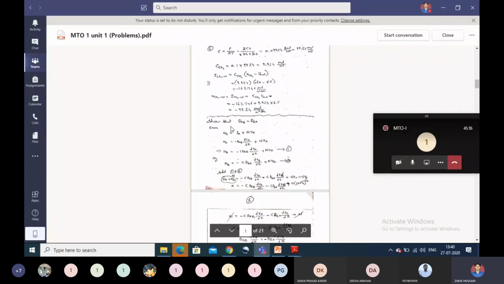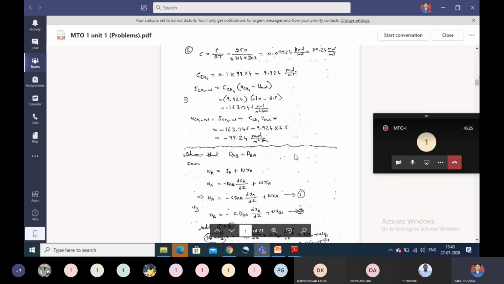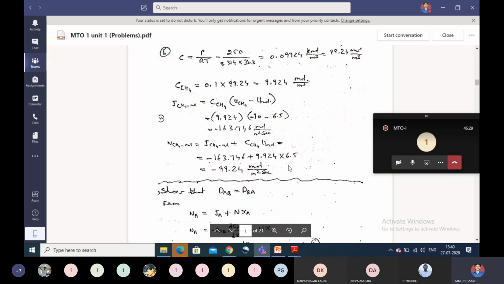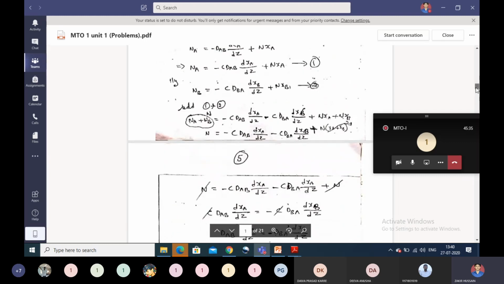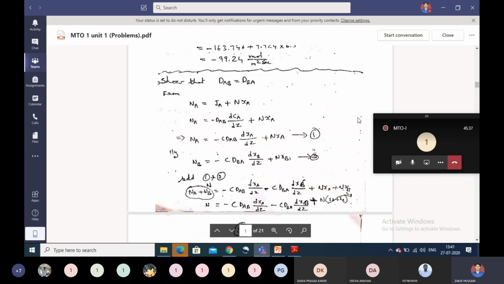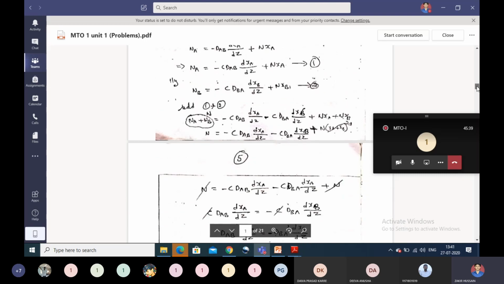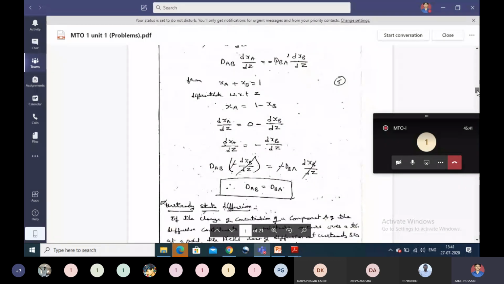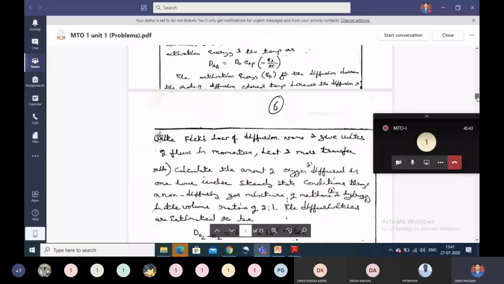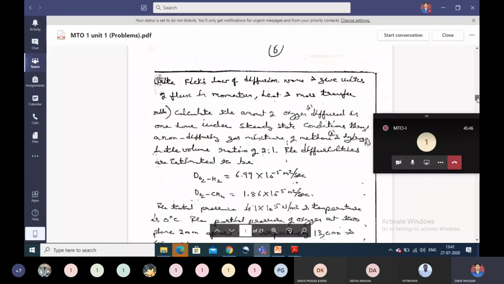Next one we already solved: DAB is equal to DBA. Show that DAB is equal to DBA. So you can watch through the video if you don't understand that one. This is also given as a problem in your previous question paper.